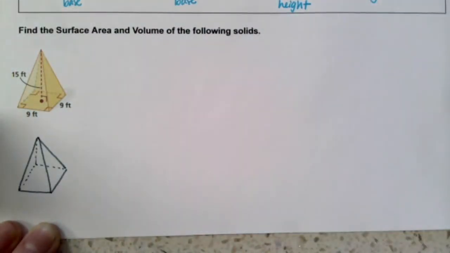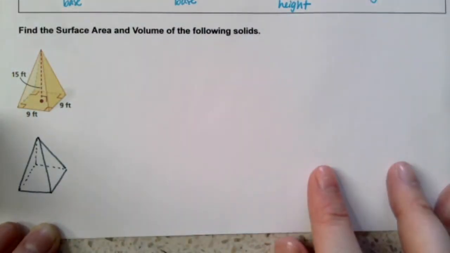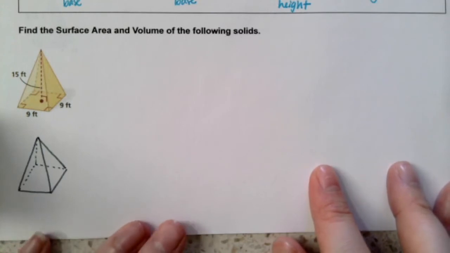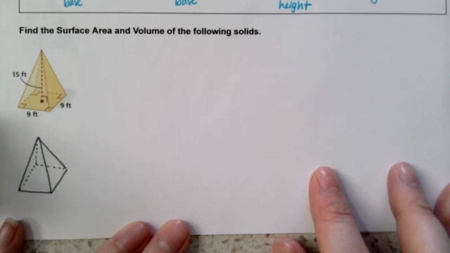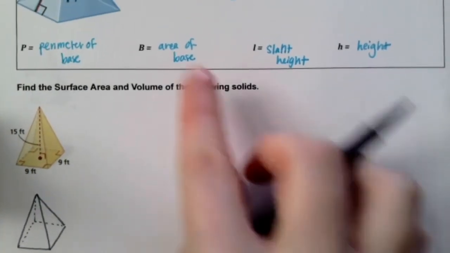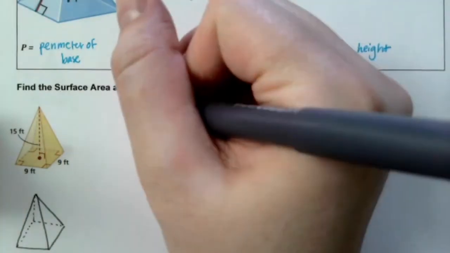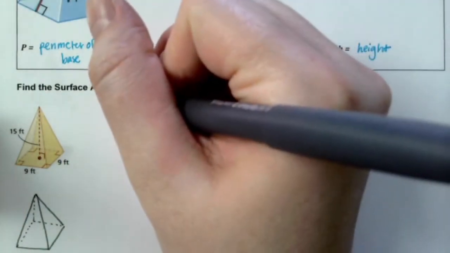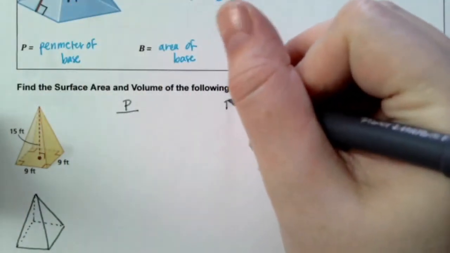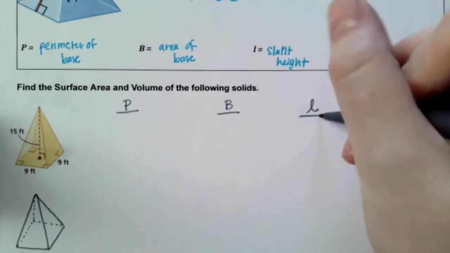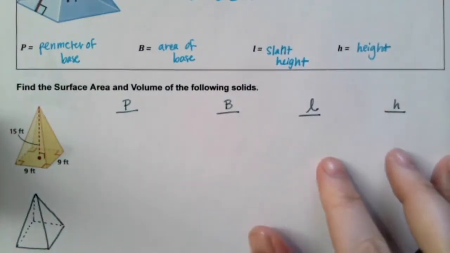For surface area and volume, in the previous learning target and in this one, it's really important to organize our work and to be able to find those 4 variables first. I like to organize my work in columns. So I'm going to do a column for P, B, L, and H.